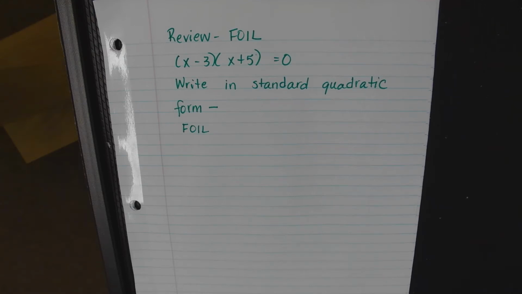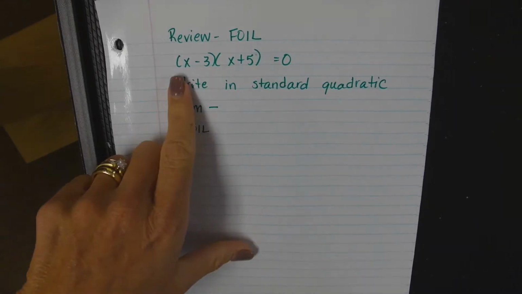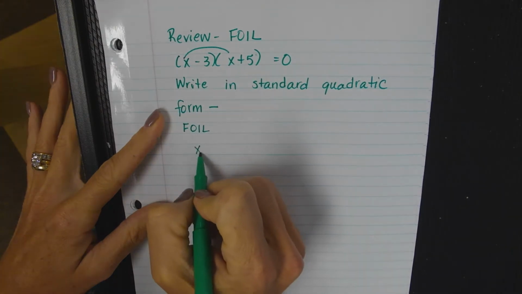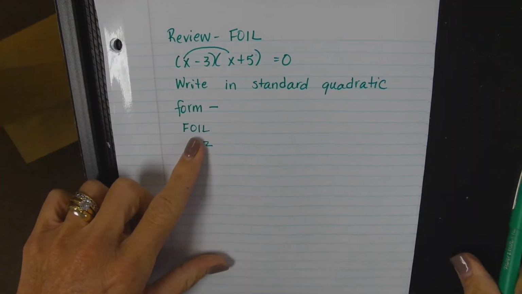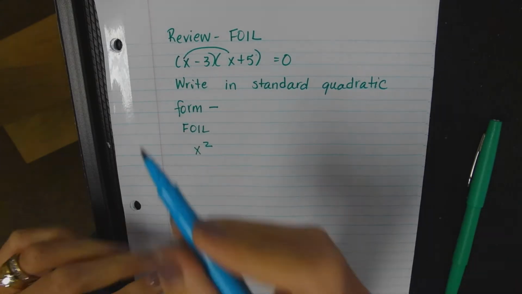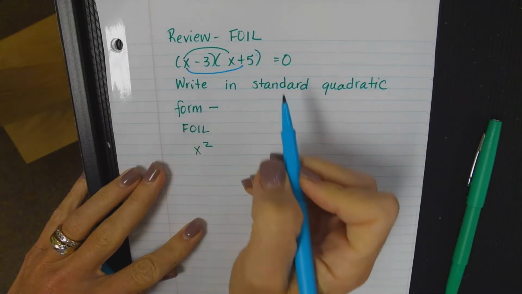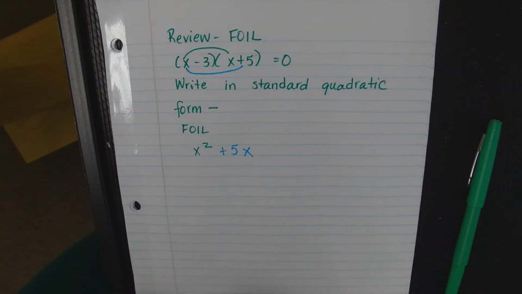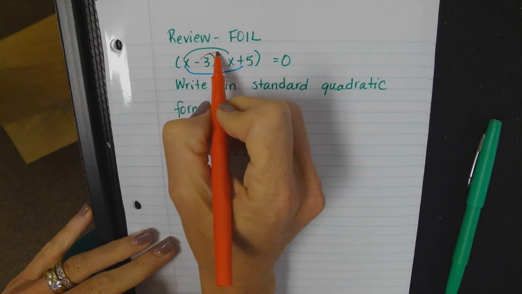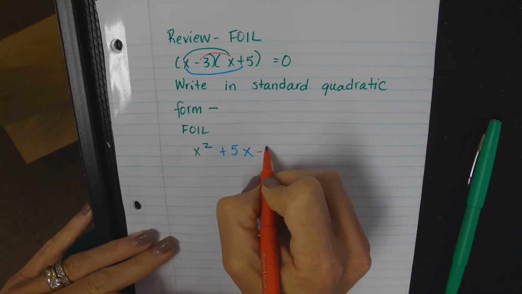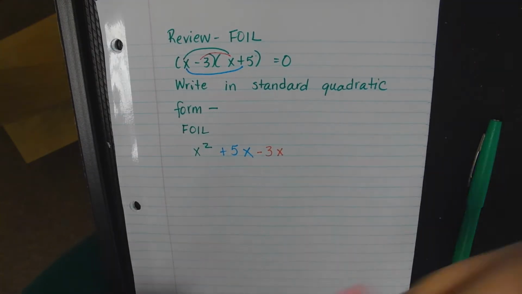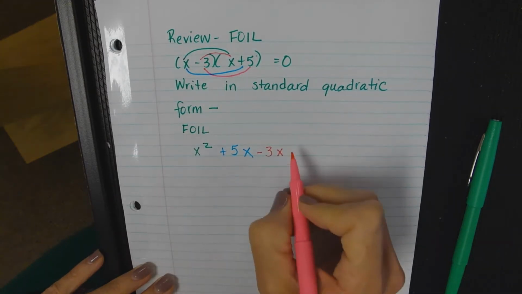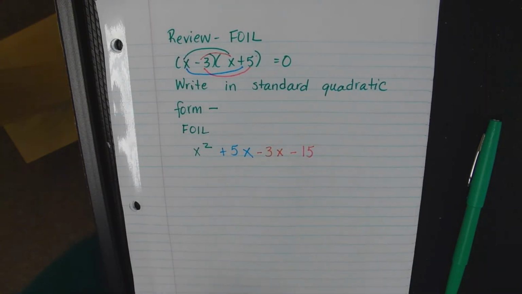Okay. All right, so using FOIL, the F stands for first, which is x times x, x squared. O stands for outside, and that is x and positive 5, so I'm going to say plus 5x. I stands for inside, which is negative 3 and x, negative 3x. And L stands for, anybody? Right, negative 3 and 5, which is negative 15.